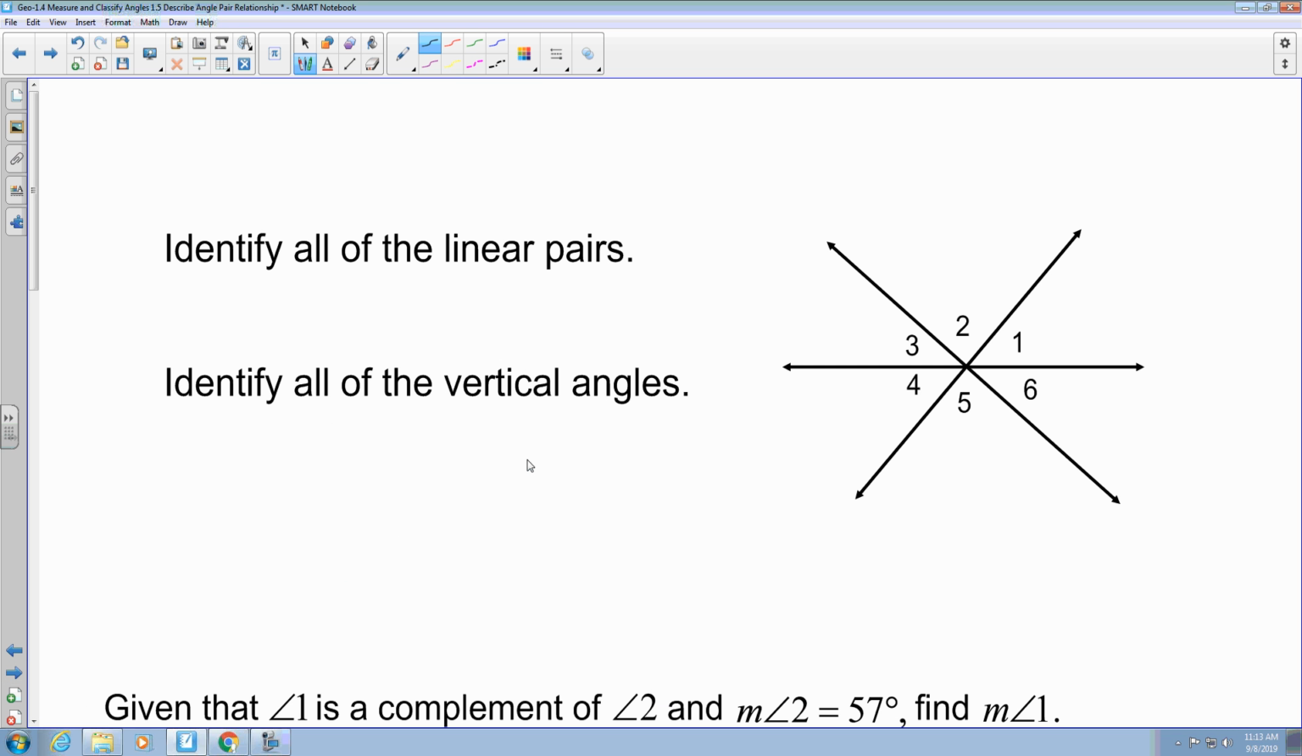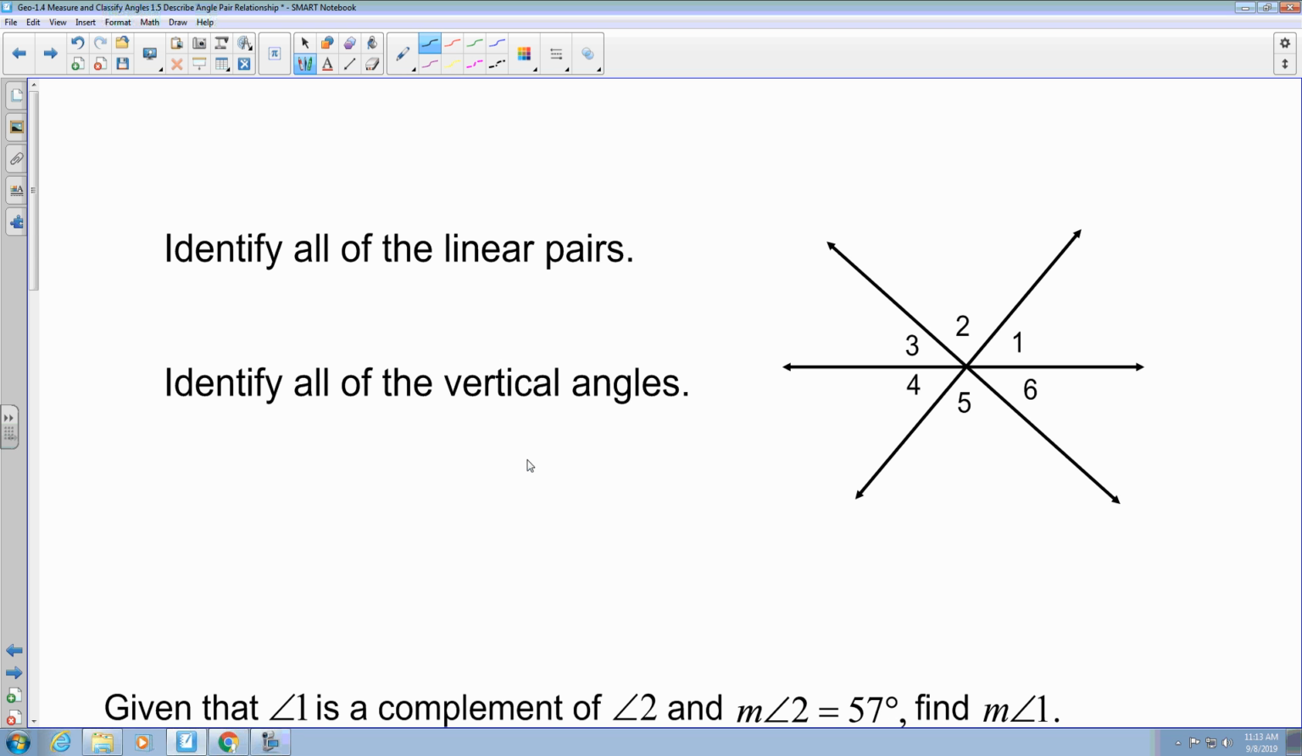Here they want us to identify all the linear pairs. By definition, linear pairs are adjacent angles with their non-common sides being opposite rays. So trying to identify anything here that has opposite rays, you can't, because you've got 3 and 6. Those are not opposite. Well, no, I'm sorry.